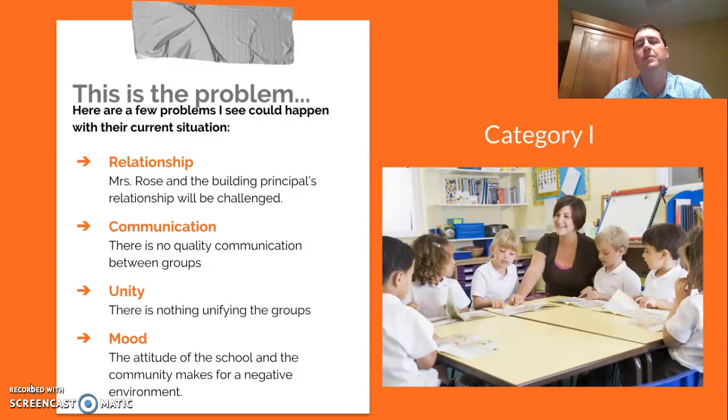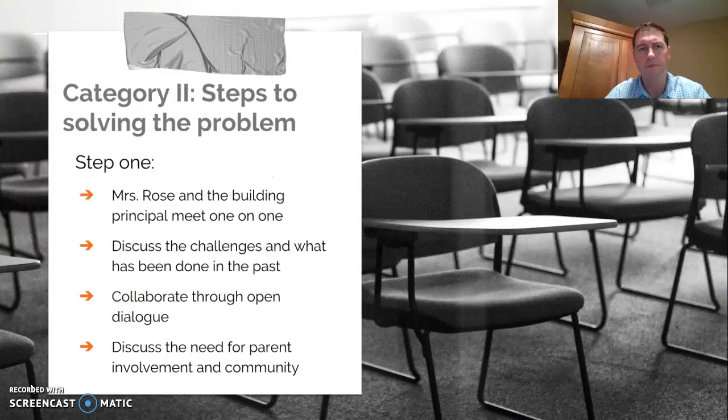There also needs to be some communication between both the building principal and Mrs. Rose, as well as parents, the community, and students. There also needs to be some unifying events or activities that bring people together, and some initiatives that explain why it's important to establish this community. And then the overall mood seems to be quite negative in the community and in the school.